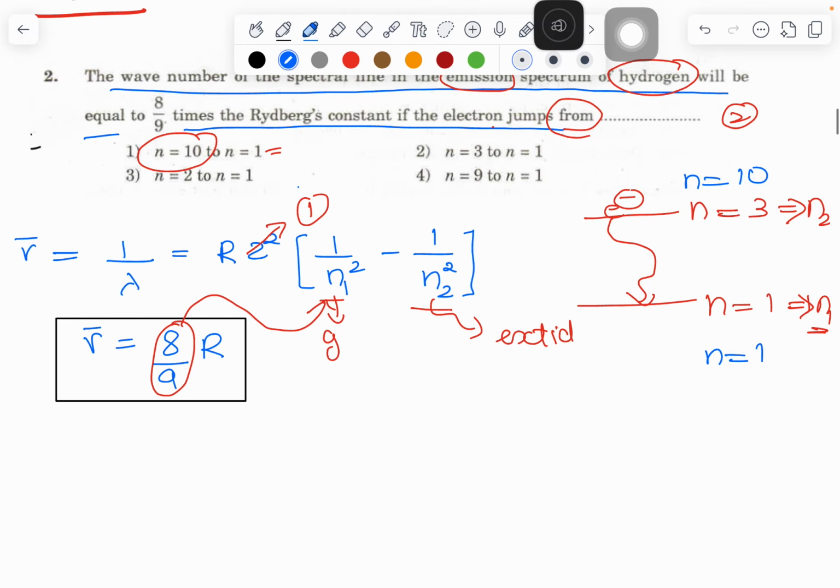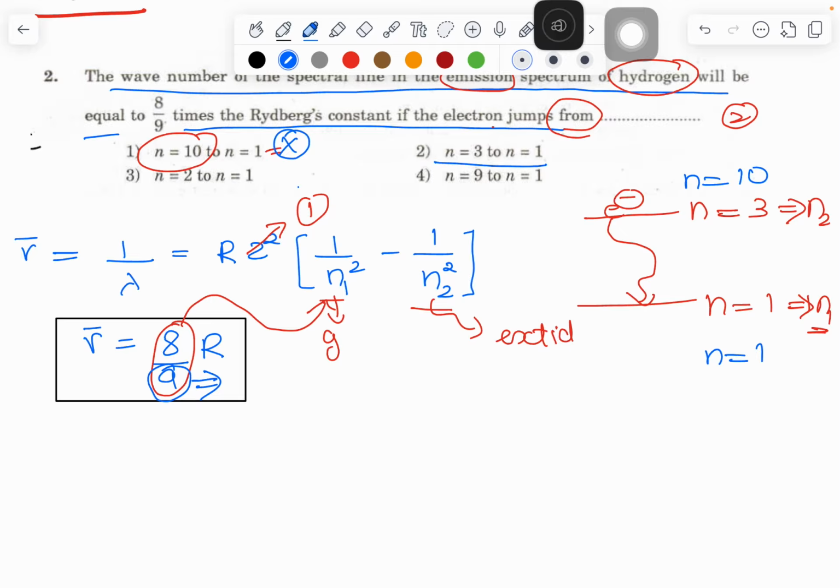Let's put this value: 1 by n1 square, that is 1 by 1 square, minus 1 by 10 square. 10 square will be 100. The numerator will be 100, but we need the denominator as 9. So first one is eliminated.